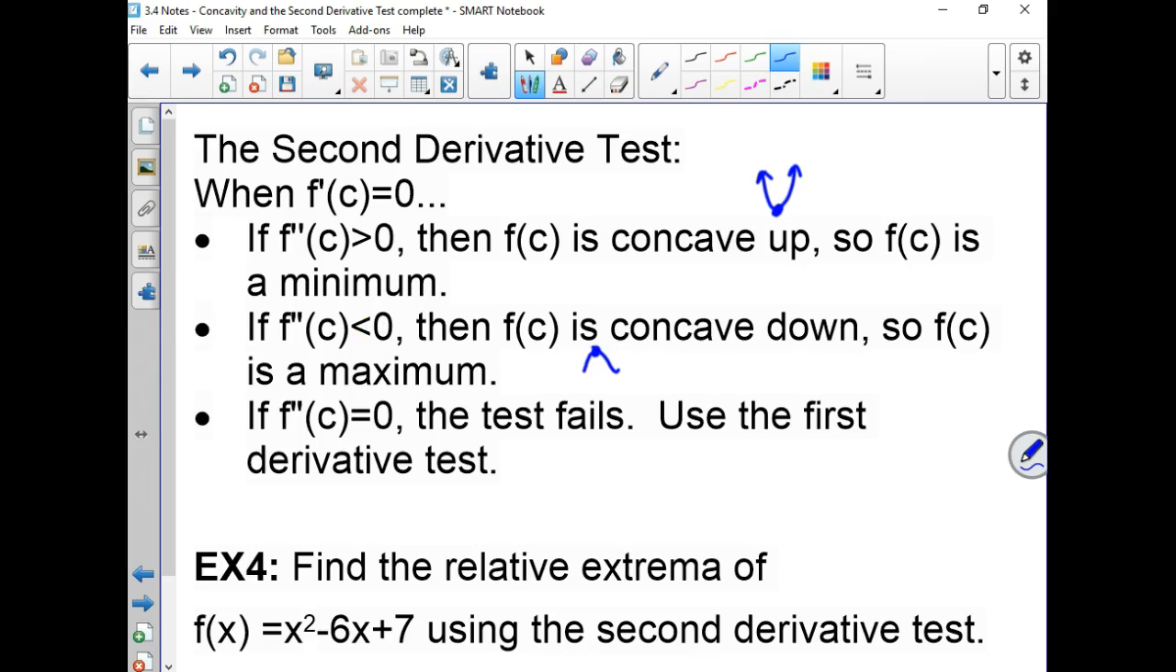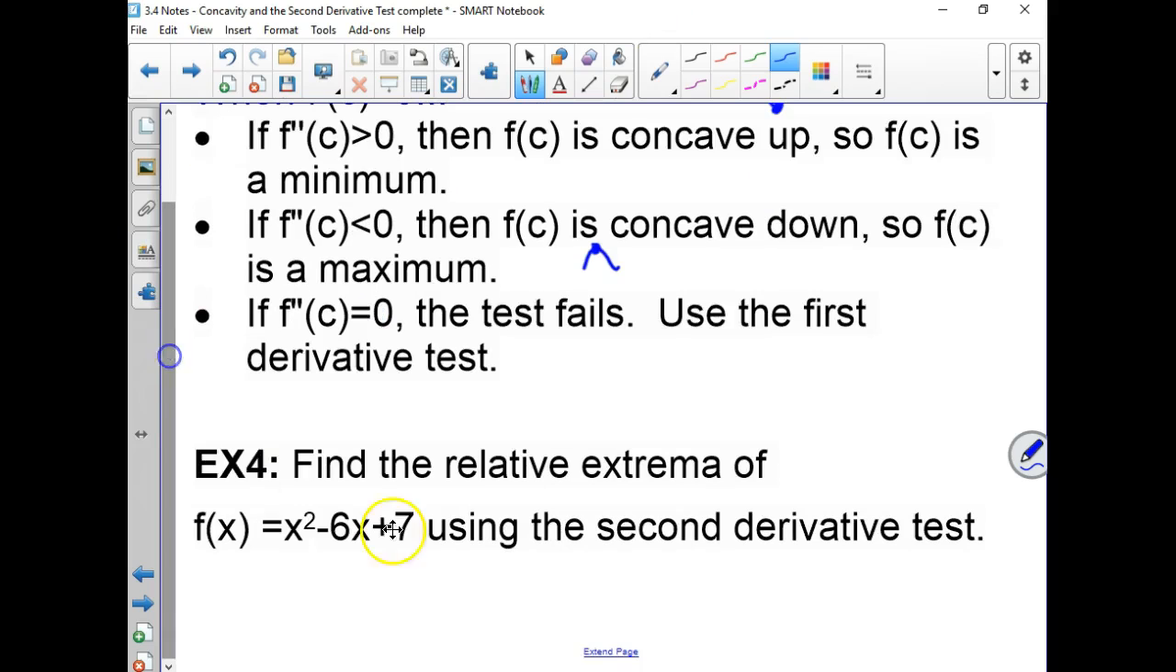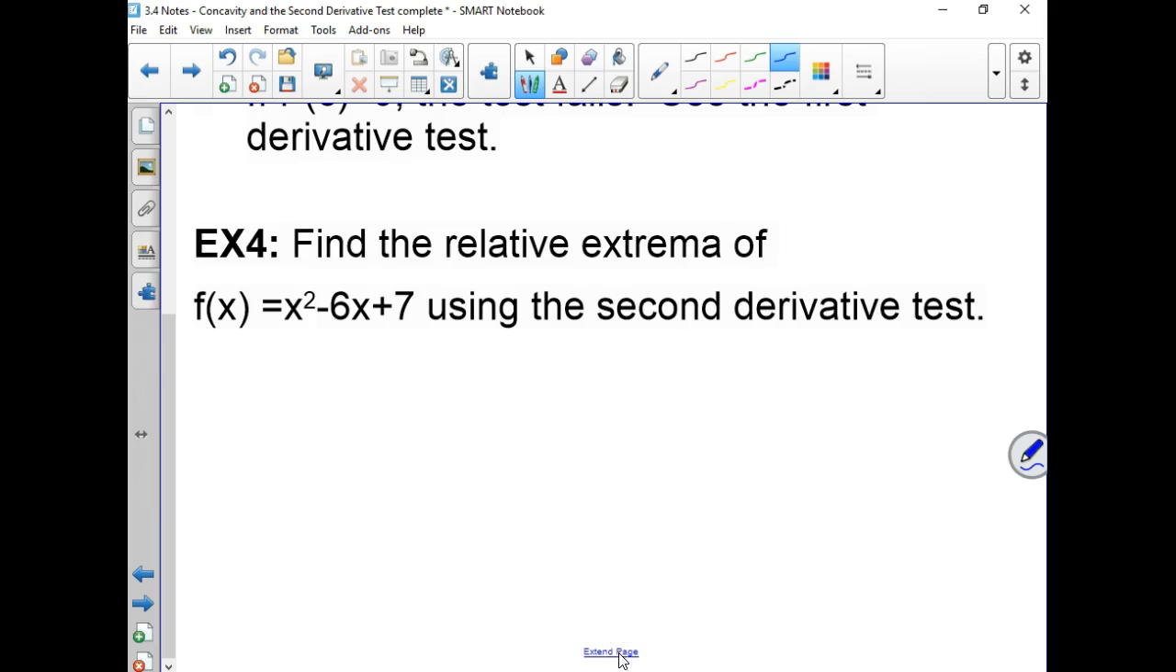Like I said, I usually use the first derivative test. But there are a few cases where it might be easier to do the second derivative test, and sometimes they ask you questions where you have to use the second derivative test. So let's look at example 4.